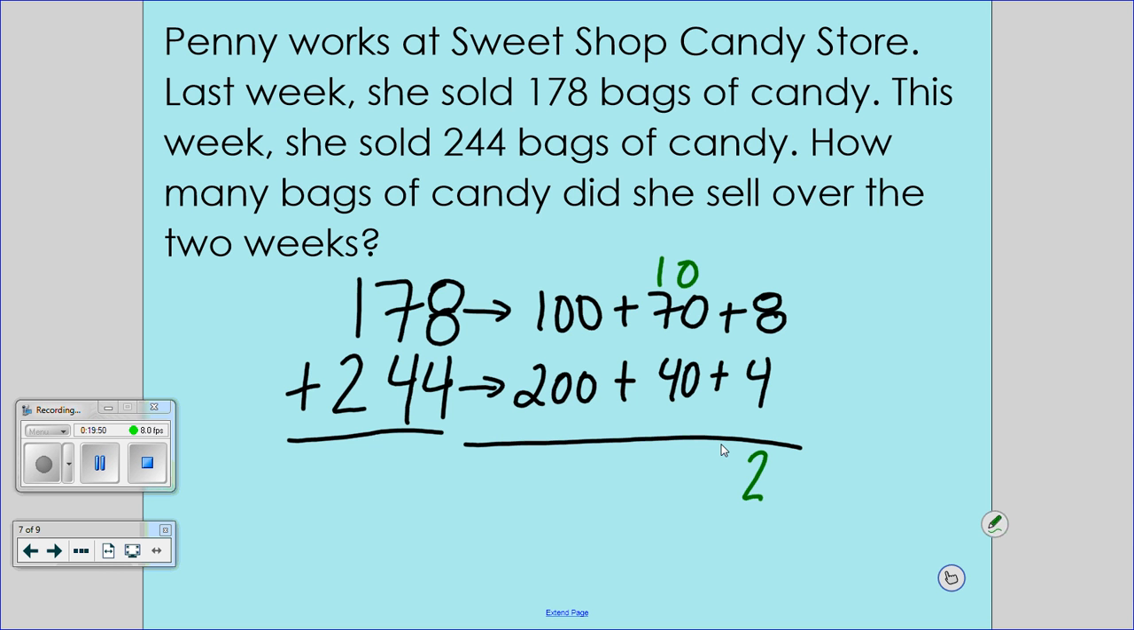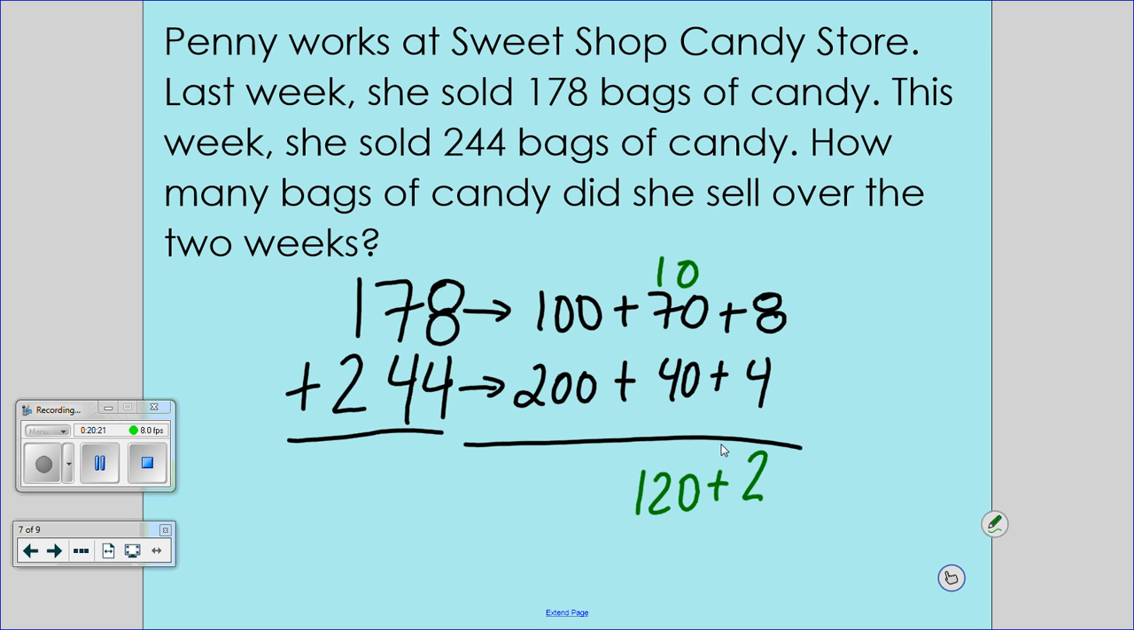Alright, let's add our tens column now. So I have 10 plus 70, which I know is 80. 80 plus 40 is 120. Write it. And then go, yikes! Can I put 120 in the tens column? No. What do I need to do?